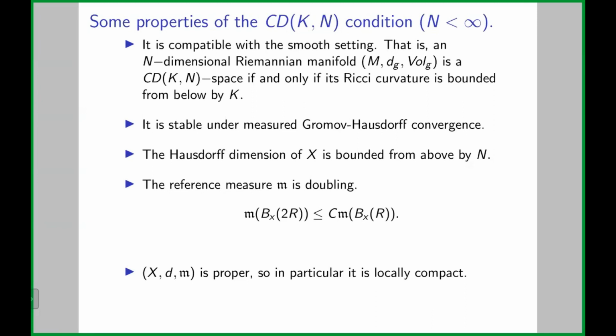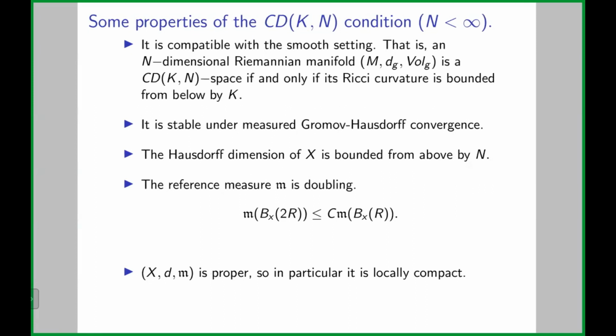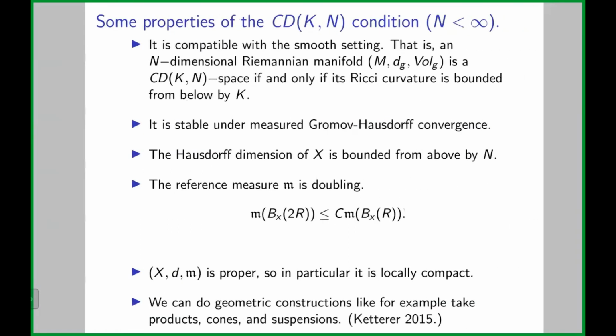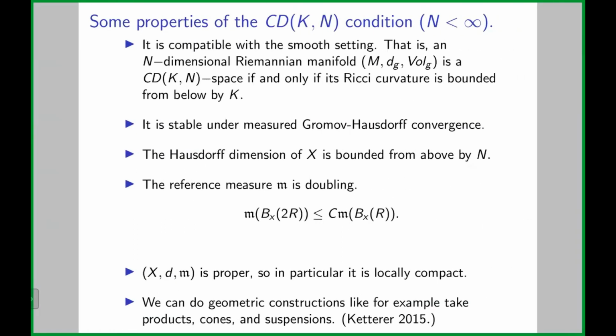And more importantly, the metric measure space is proper. So in particular, it is locally compact. And well, we can do geometric constructions with these spaces. For example, we can take products of them, we can take cones over them, and we can take suspensions. And these were all constructed by Ketterer in 2015.